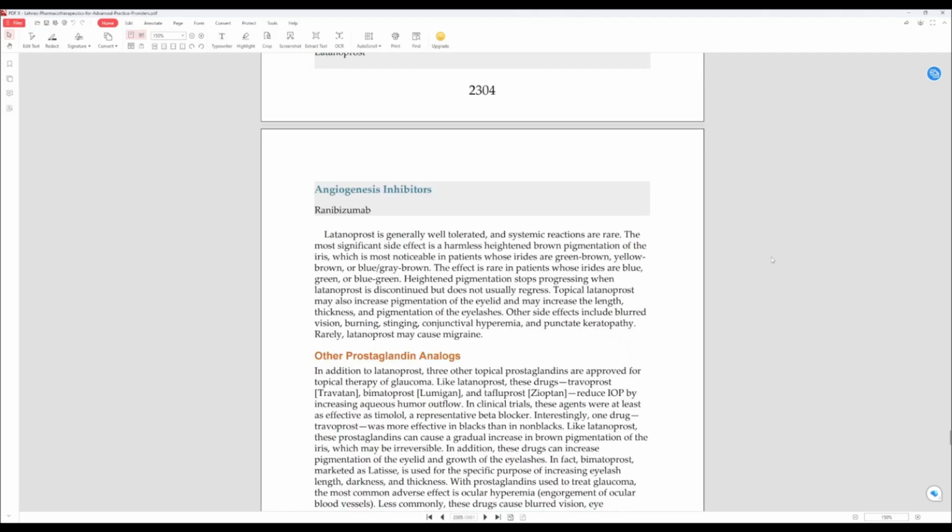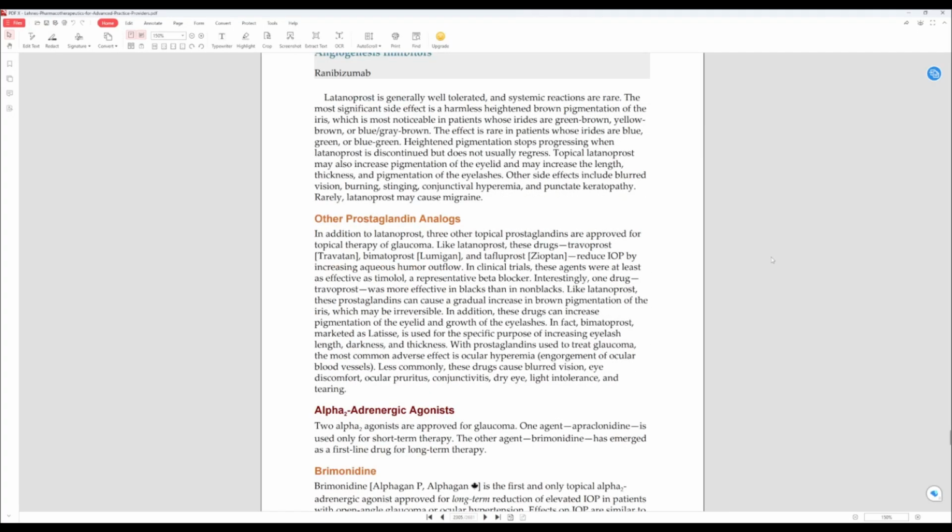Latanoprost is generally well tolerated, and systemic reactions are rare. The most significant side effect is a harmless heightened brown pigmentation of the iris, which is most noticeable in patients whose irides are green-brown or yellow-brown or blue-gray-brown. The effect is rare in patients whose irises are blue, green, or blue-green. Heightened pigmentation stops progression when latanoprost is discontinued, but does not usually regress.